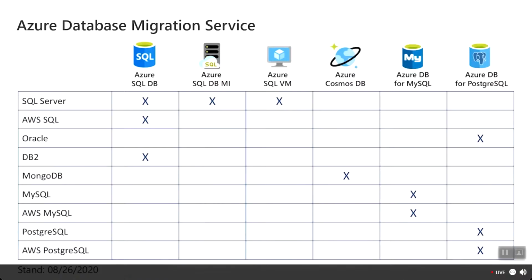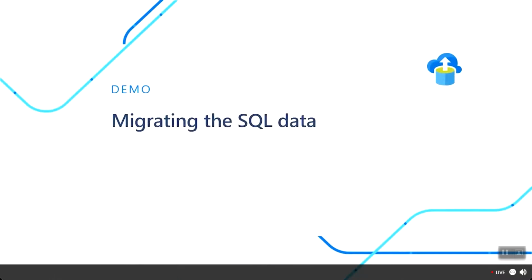For Oracle, we support a migration path to Azure Database for PostgreSQL. DB2 into SQL DB. MongoDB, that's a NoSQL solution. You can run it into Azure Cosmos DB with Mongo API, for example. And like this, you have a migration path, and then you can just switch a connection string. You don't need to modify your application. And even those open source databases, MySQL running in AWS, PostgreSQL running in AWS, and then we have after that the target for the corresponding Azure database, for example, MySQL or PostgreSQL.